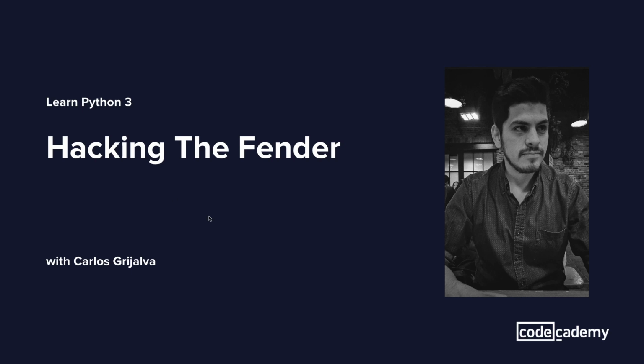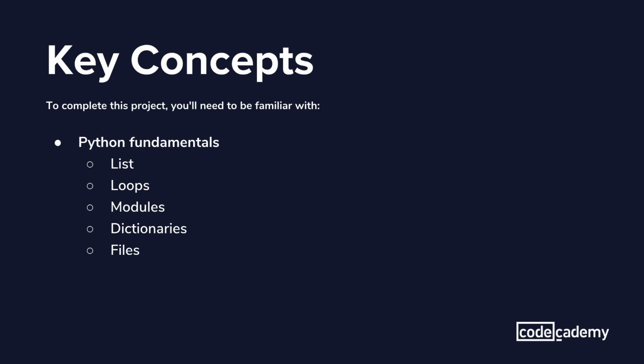I'm a web developer based in Brooklyn, New York, and today we're going to work on a project called Hacking the Fender from the Learn Python 3 course. Now, in order to complete this project, you should be comfortable with working with lists, loops, modules, dictionaries, and files. We're going to be working with two specific modules for this project, the JSON module and the CSV module. If you're unfamiliar with those, that's okay.